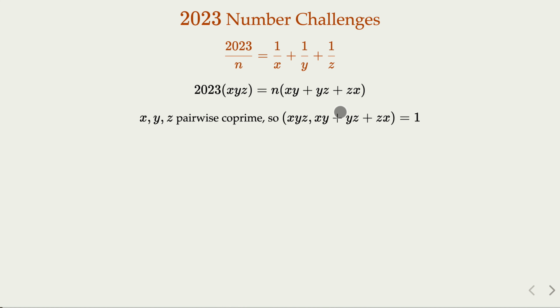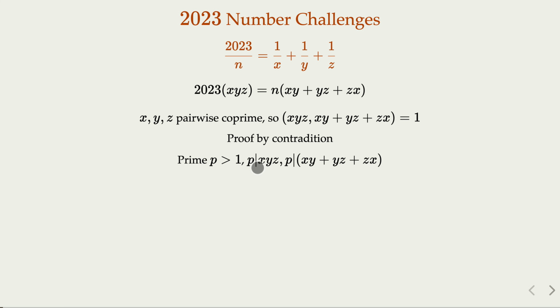Okay, so why is that the case? We can prove it by contradiction. For example, assume they're not coprime. That is, there must be some prime number p that is a common factor of both. Right? So let's assume that. Let's do the proof by contradiction. Assume p divides both xyz and xy plus yz plus zx.